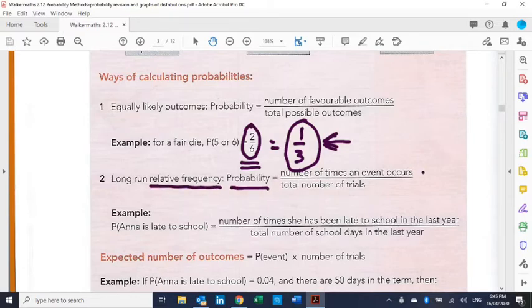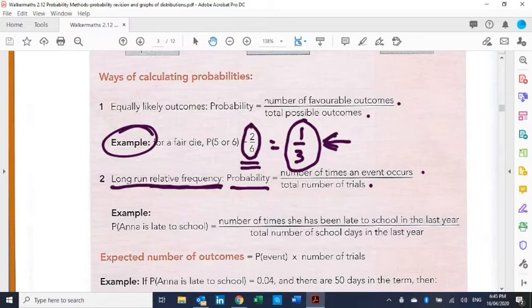Okay. Then there's long-run relative frequency for probability. It's the number of times an event occurs over the total number of trials. And you're going to see it's pretty much the same formula, how many times something happens over how many times you do it. And it's just dealing with events where you have lots of different trials of an event. Okay? So for example, Anna is late to school. The probability of that is the number of times she's been late to school over the total number of school days. So you see that just means stretched out over time, okay? Not just a single event like rolling a die, okay?